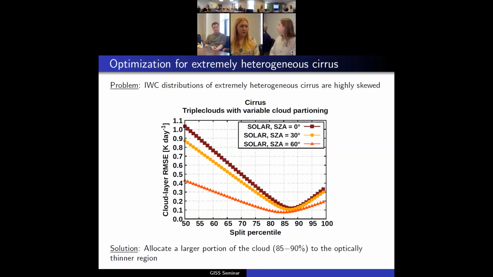In case of extremely heterogeneous cirrus, it turned out that the ice water content distributions are highly skewed. Highly skewed means there were many small ice crystals and only a few very large ice crystals. So the distribution almost had a delta peak at this small ice crystal size, and then really long tails due to a few, rarely occurring large ice crystals.